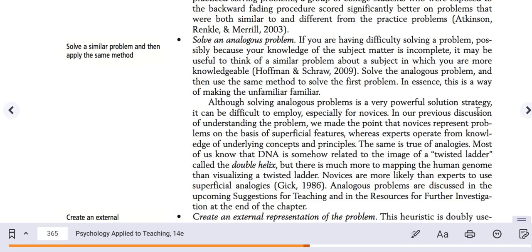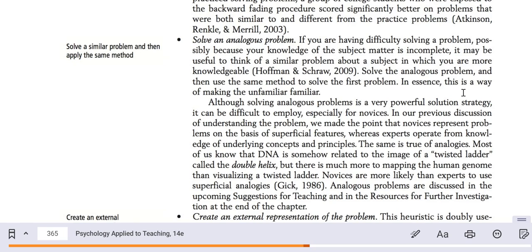Solve an analogous problem. If you're having difficulty solving a problem, possibly because your knowledge of the subject matter is incomplete, it may be useful to think of a similar problem about a subject in which you are more knowledgeable. Solve the analogous problem, and then use the same method to solve the first problem. In essence, this is a way of making the unfamiliar familiar.